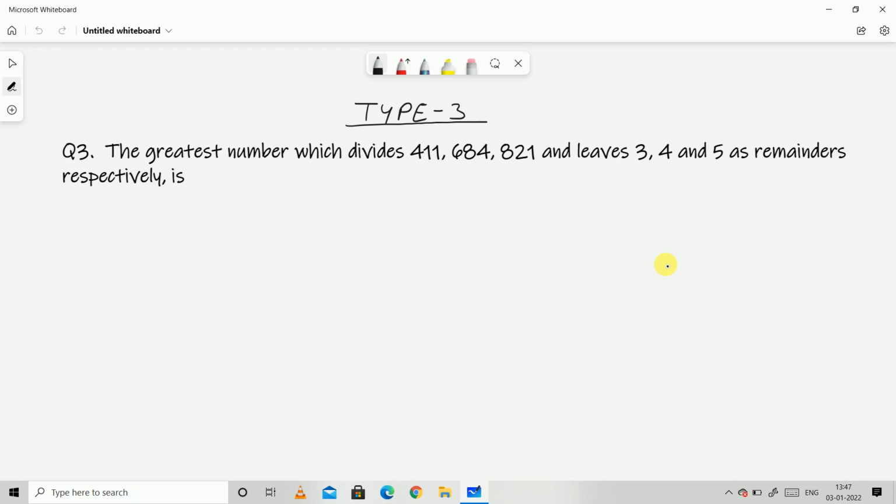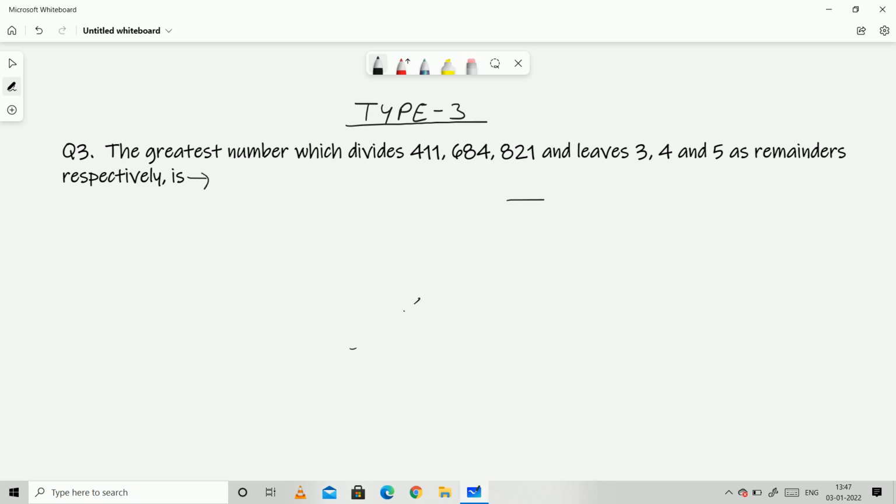The greatest number which divides these three numbers and leaves 3, 4, 5 as remainders respectively is... Okay, so again we had seen this type of question in LCM also, where some numbers were given to us and we were getting different remainders in each case.